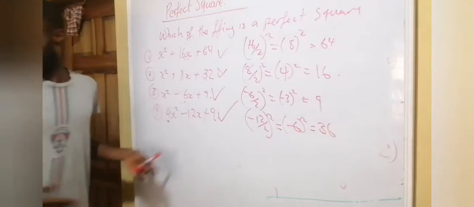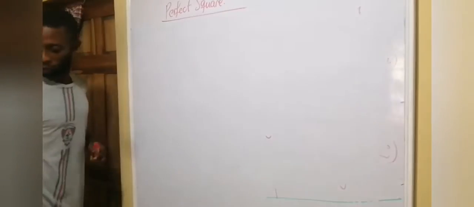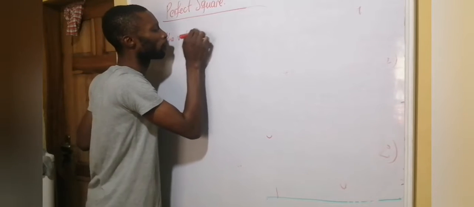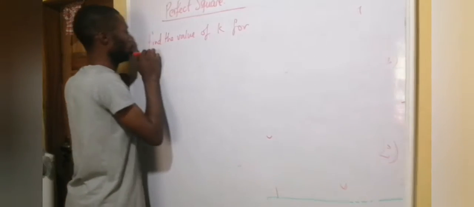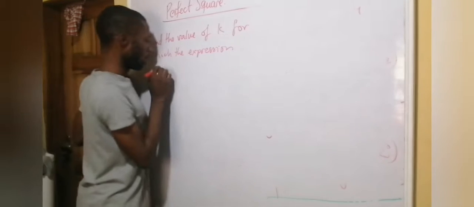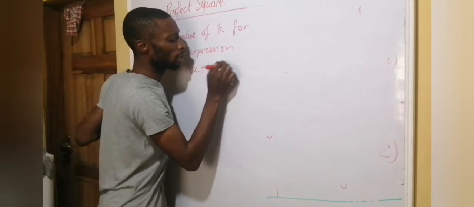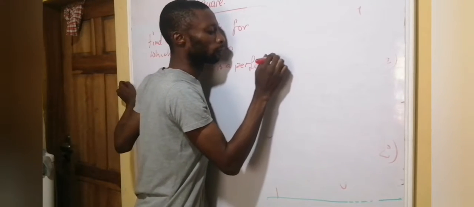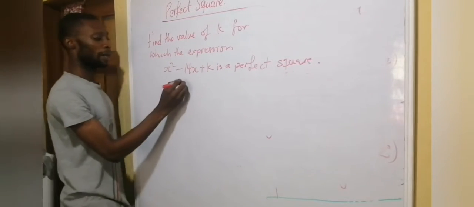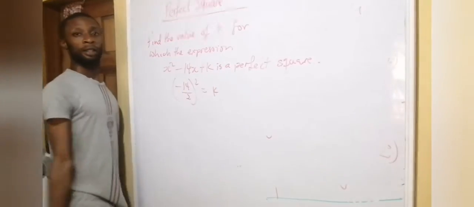So to check, if you are given a question like this, like find the value of k for which the expression x squared minus 14x plus k is a perfect square, for which this expression is a perfect square, you just do minus 14 divided by 2 all squared equals k. That's the answer.